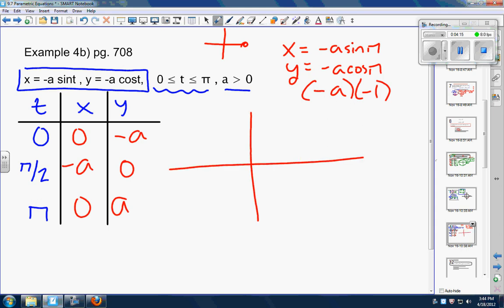So you graph this. 0, negative a. Negative a, whoops. 0, negative a would send us down here. Negative a 0 would send us over here. And 0a would send us up to there. So here's the curve. So it's a half circle. And it's coming this way like that with your arrows.